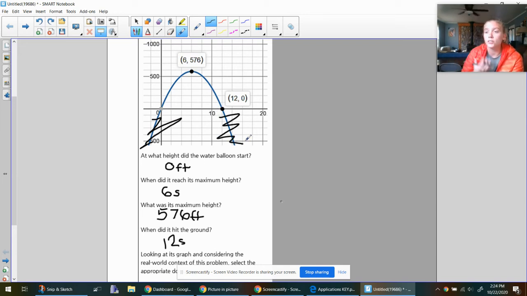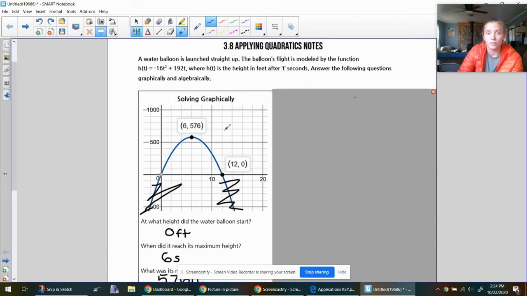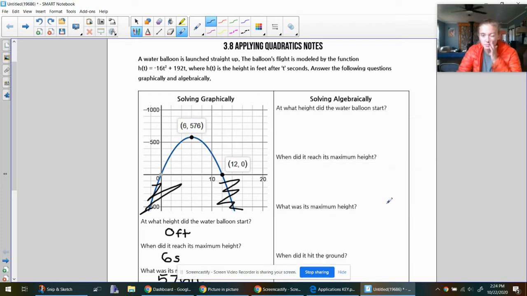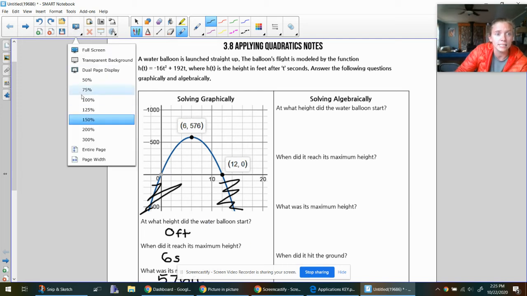Now we're going to solve the exact same questions, but we are going to use algebra to figure them out. So the first thing that we are going to look at is, at what height did the water balloon start? If we want to figure out where the water balloon started, I'm actually going to zoom in to make it a little bit easier for me to write.